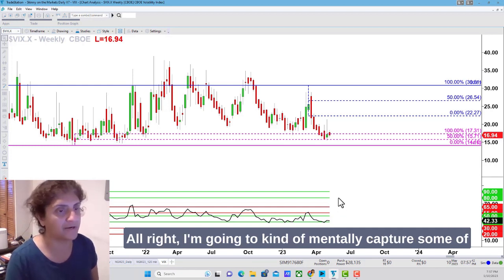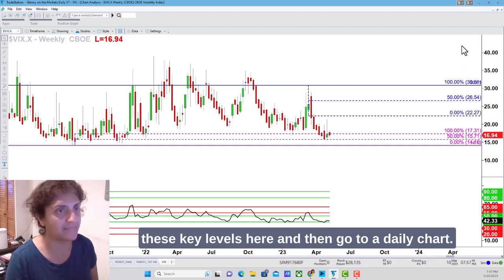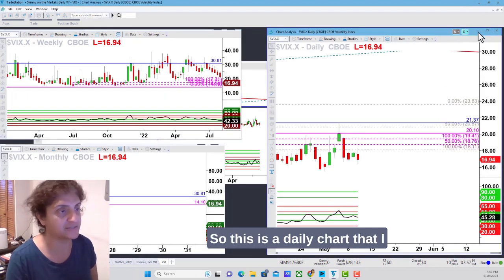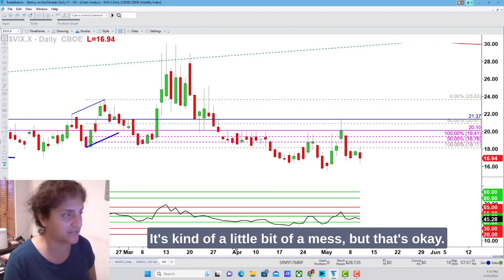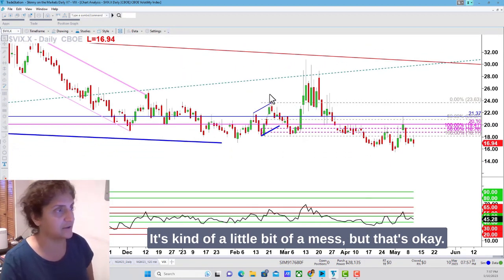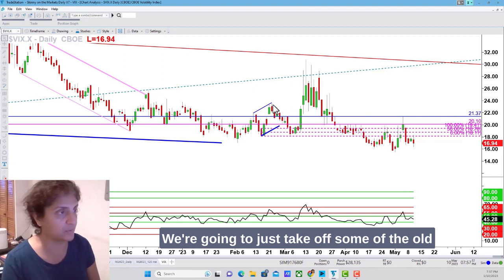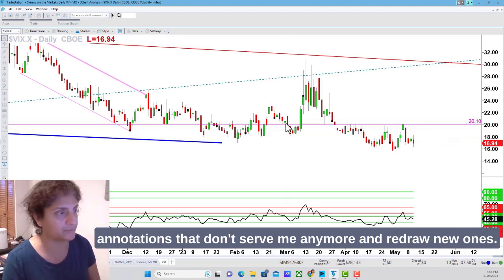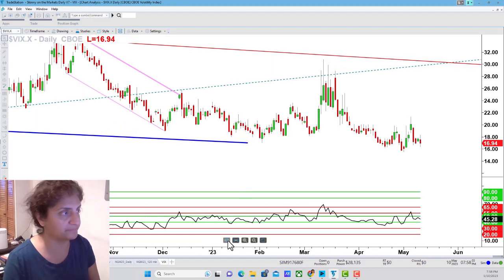So, all right, I'm going to mentally capture some of these key levels here and then go to a daily chart. I'm just doing it right in front of you. So this is a daily chart that I have not cleaned up in a while. It's a little bit of a mess, but that's okay. We're going to take off some of the old annotations that don't serve me anymore and redraw new ones.